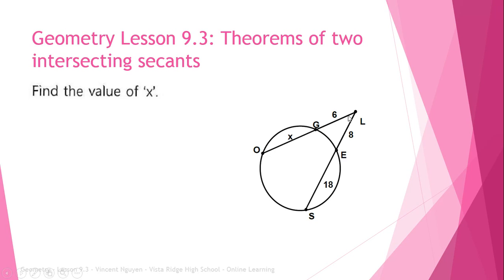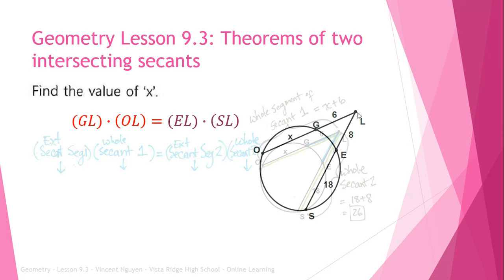So the theorem says take the outside, multiply it by the whole thing. Well, the outside is GL, and the whole thing is OL. And then that would equal the other segment. Take the outside, which is EL, and multiply by the whole thing, which is SL, right? So remember in geometry, the first thing you always put down is the relationship, right? You put the relationship down and then you use that relationship. You're going to substitute in what you know to come up with an equation.